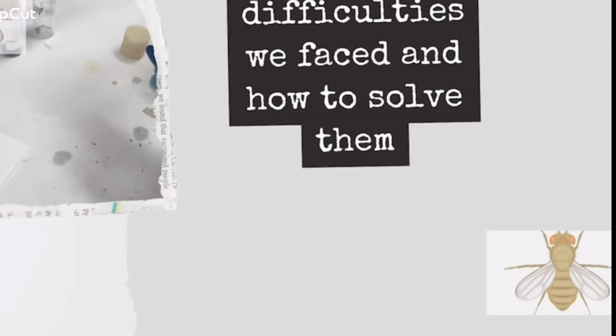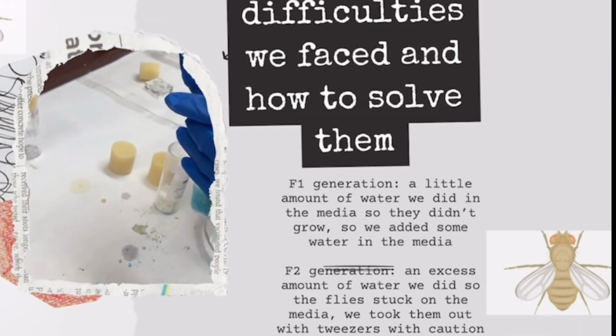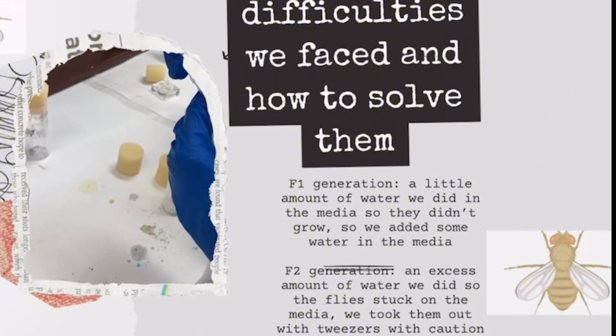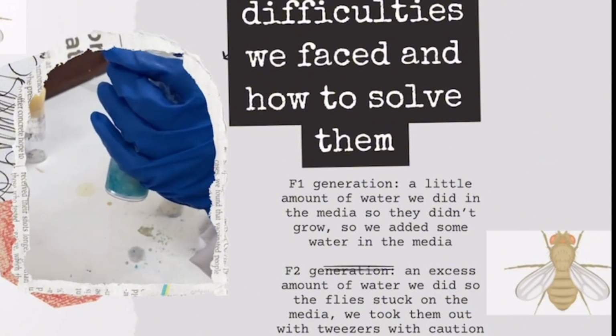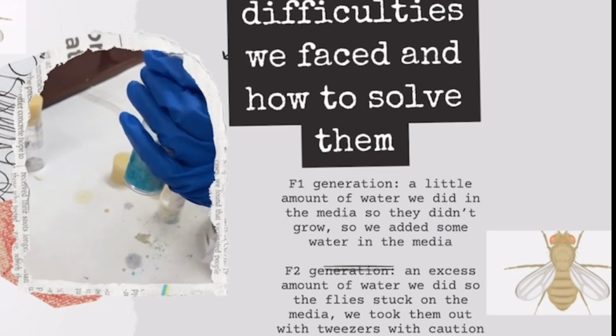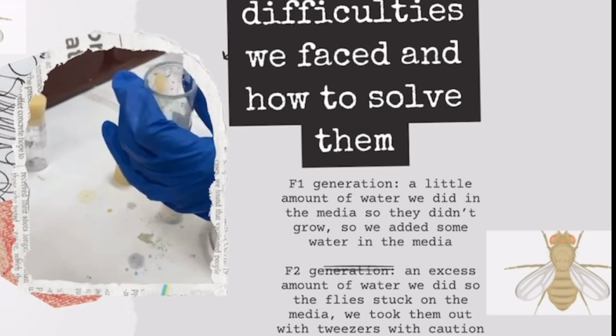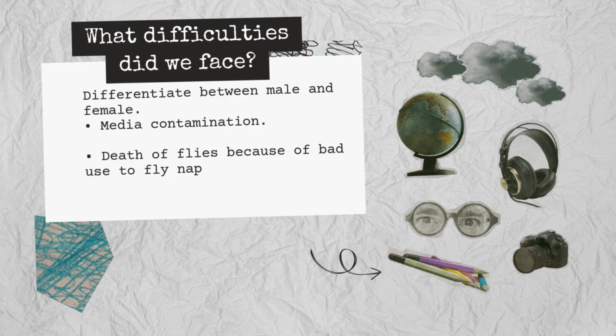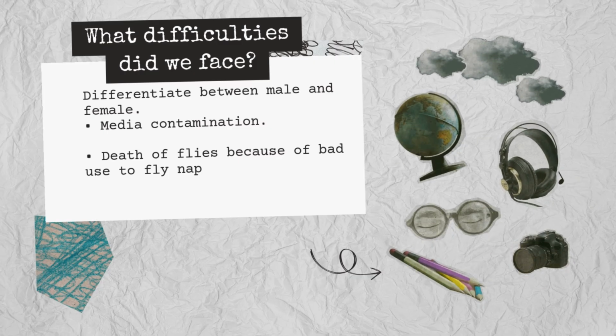The first difficulty was during the first generation. We added too little water to the media, so the flies didn't grow. We solved this problem by adding some water to the media. In the second generation, we added an excess amount of water in the media, so the flies got stuck on it. We solved this by taking them out of the media using tweezers, with caution to avoid killing them. Also, we struggled with differentiating between male and female flies. We lost some flies due to incorrect use of FlyNap.